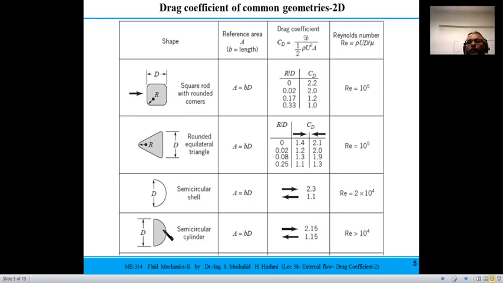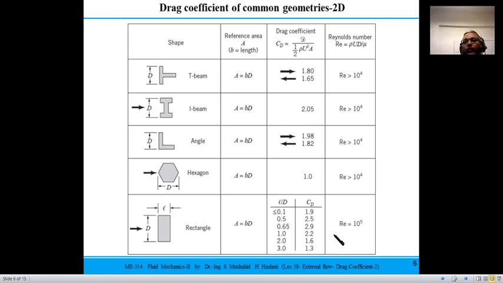If the flow is from this direction, then streamlined, you expect some lower drag coefficient. So we need to be careful about the direction of the velocity, the Reynolds number, and the characteristic length, so that we can calculate the right value of the drag coefficient.